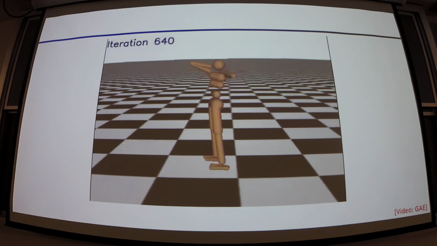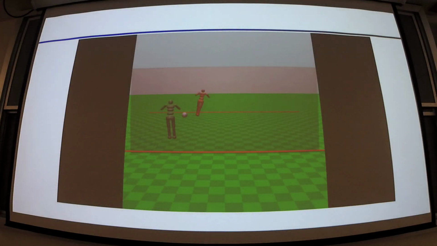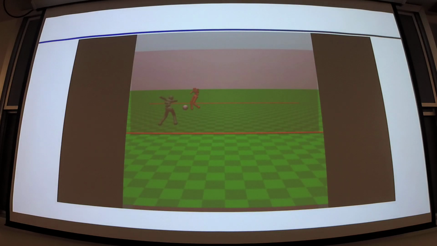so here are some basic motion actions that you can learn via reinforcement learning. Maybe it gets a little more complicated. What about playing soccer? Oh, scored.